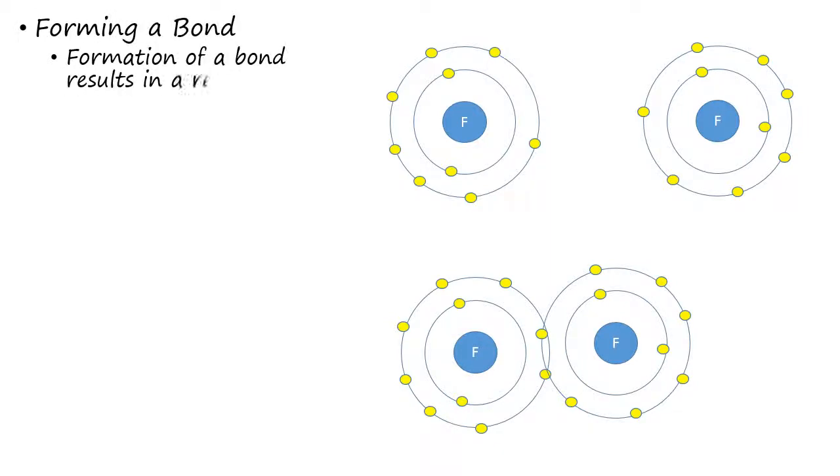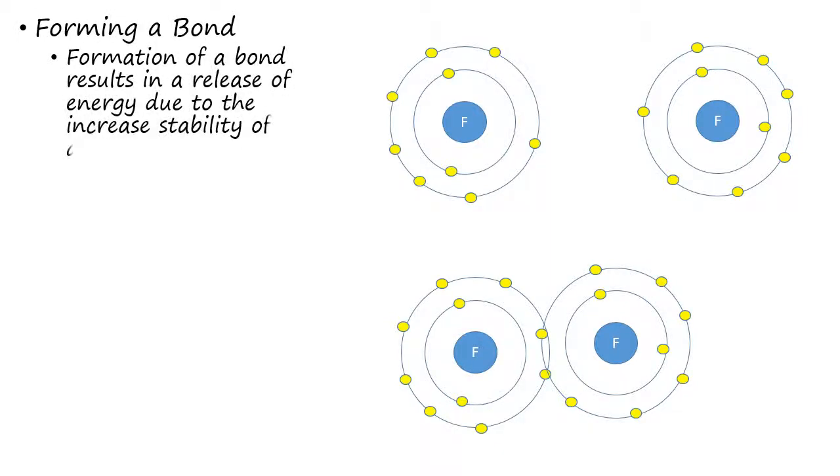Due to the fact that when an atom gains 8 electrons, it becomes stable, and as a result, it has a lower potential energy. When we talk about forming a bond, formation of a bond generally results in the release of energy, and this is due to the stability of the atoms.